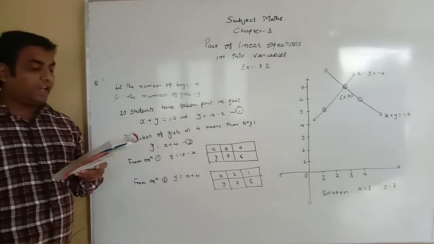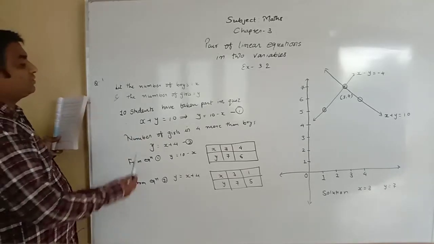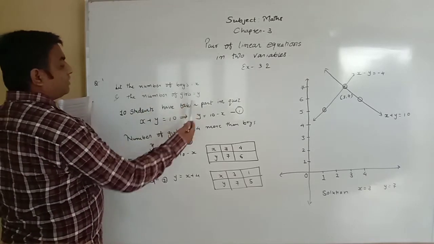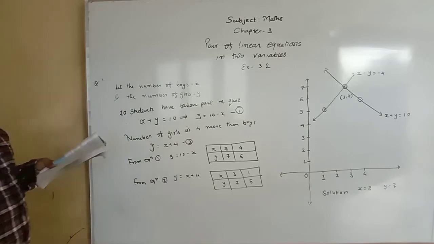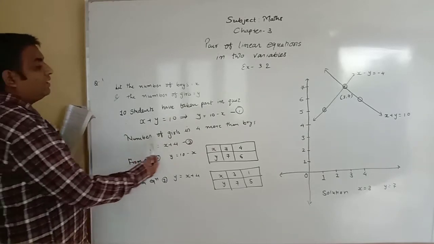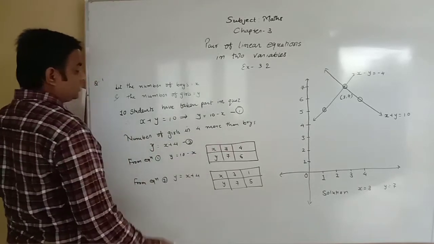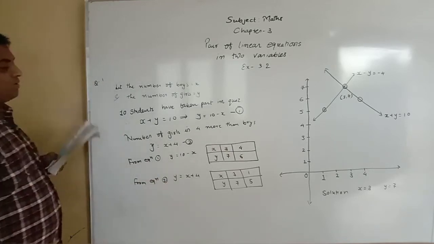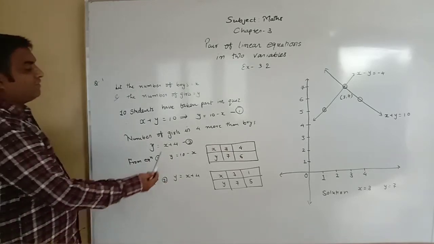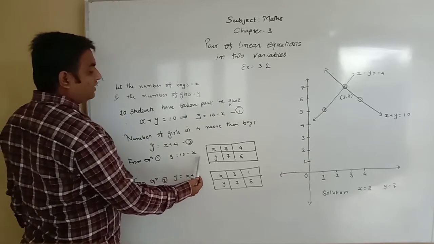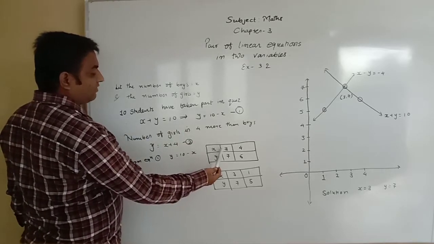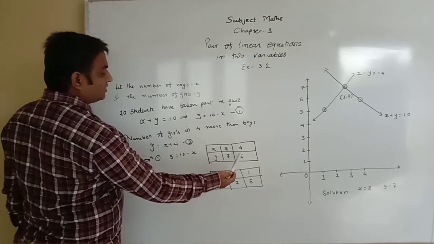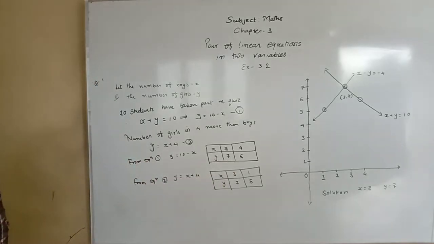Now 10 students have taken part in the quiz, so by addition we take x plus y equals 10. And the second line: the number of girls is 4 more than the number of boys. So y equals x plus 4. From the first equation we take y equals 10 minus x, then x equals 3, y is 7; x equals 4, y equals 6.